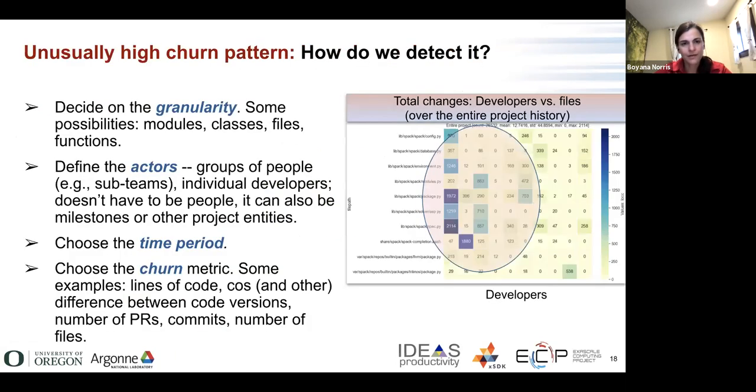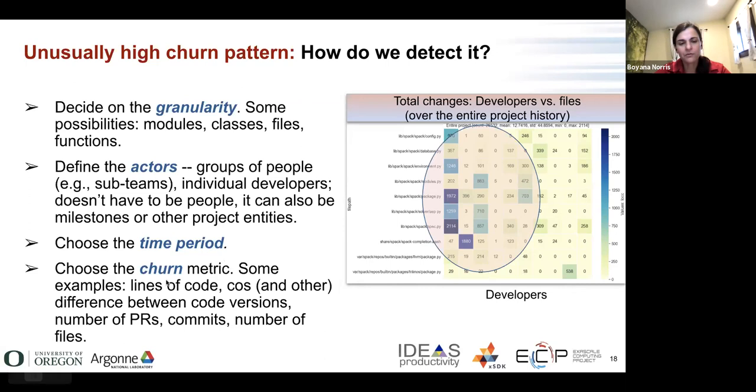How do we detect unusually high churn? We can look again at the same sort of data, developers versus files. Again, we can pick a different granularity, not just files, but for this example, we've chosen files. And then we just look at all the things that end up toward the left of this particular visualization. And again, we can decide to group. Instead of individual developers, we may choose to focus on sub-teams for larger projects. We also, again, have the time period that we can choose.